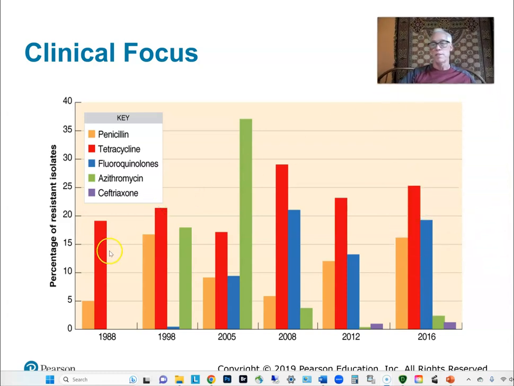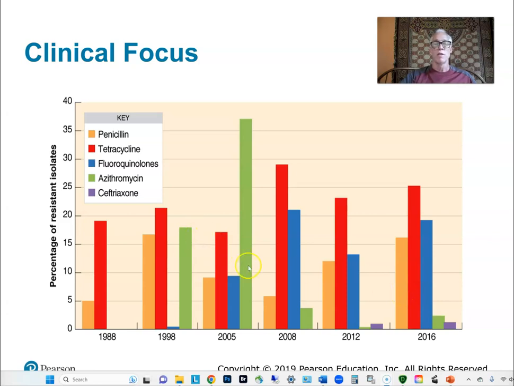So here's the resistance picture. We're out here on the right-hand side of the graph, obviously, and moving forward even farther. But so far, azithromycin and ceftriaxone are good choices for treating gonorrhea because of the susceptibility, whereas tetracycline and fluoroquinolones like Cipro and penicillin are not very effective anymore.